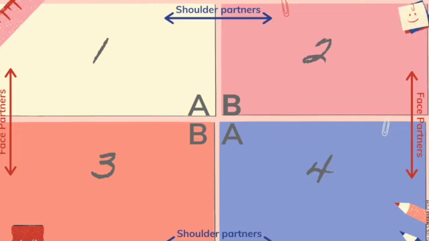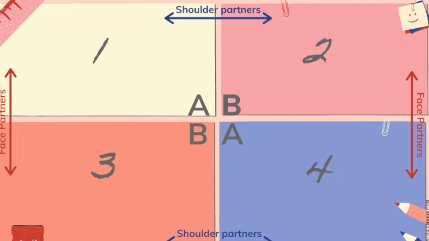So in a traditional classroom, there might be a Kagan structure or mat that looks like this, where each student is assigned a seat number 1, 2, 3, or 4. They have a shoulder partner and they have a face partner. They also might have a letter, A or B.